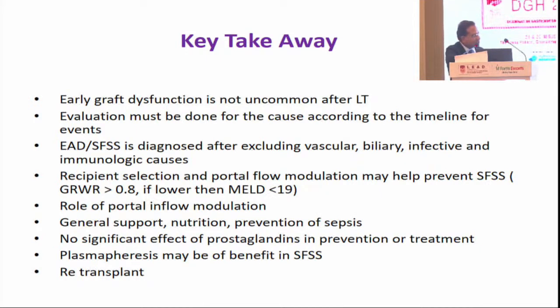General support, nutrition, and prevention of sepsis form the mainstay of management. There is really no effect of prostaglandins or IVIGs or NACs in prevention or treatment. Plasmapheresis does help in some selected patients, and retransplant can be considered, but like I said, it's really difficult to retransplant these patients because most times they become septic and are not retransplantable. Thank you. Any questions or comments?